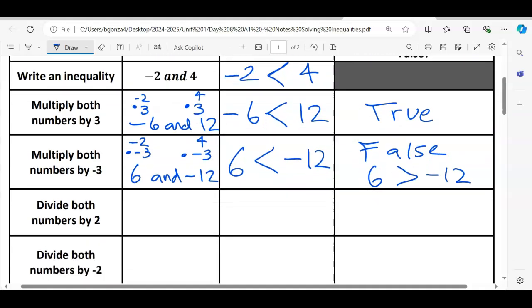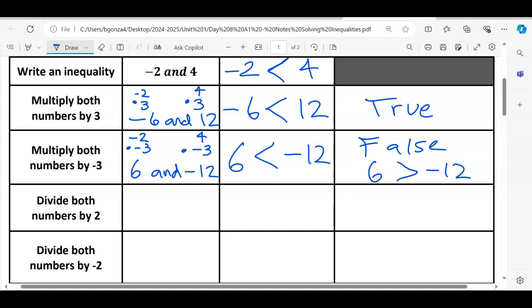Let's try with division. When you divide by 2, so let's do -2 divided by 2 and 4 divided by 2, we get -1 and 2. Let's go ahead and see, is it true? Is negative 1 still less than 2? Yes or no? It is true. Negative 1 is definitely smaller than a positive 2. Okay, true.